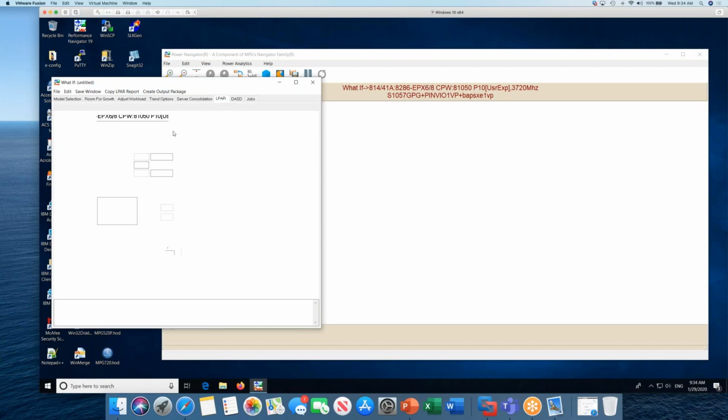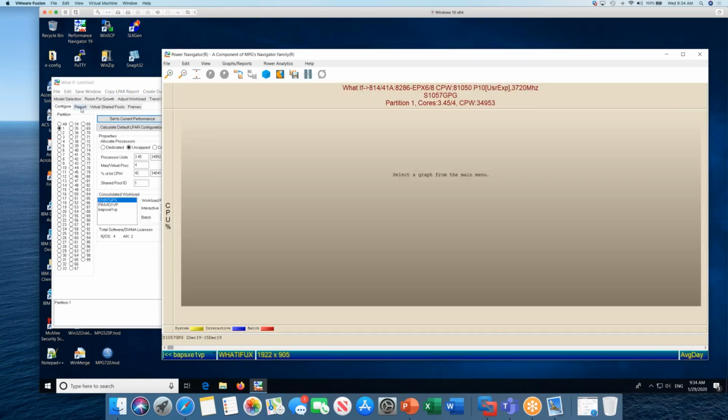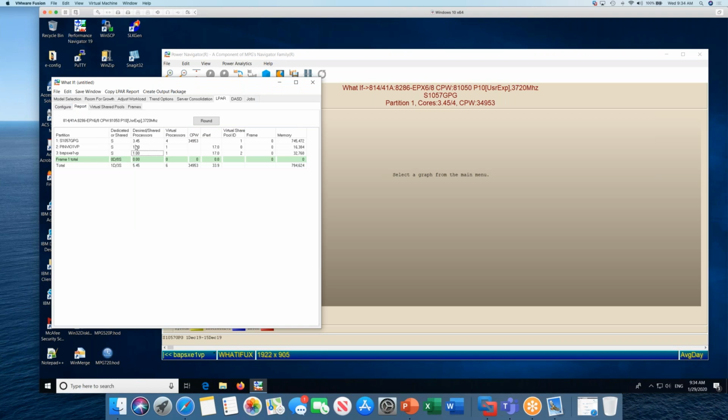And I'm going to come over here and just show you real quickly how it is configured today. Those 3 all have to be, in this case, running on the same frame. They could be on a different frame, it doesn't matter. But this is how they're configured today. This one has 3.5 desired, 4 virtuals, 1 and 1, 1 and 1, and so forth, right?